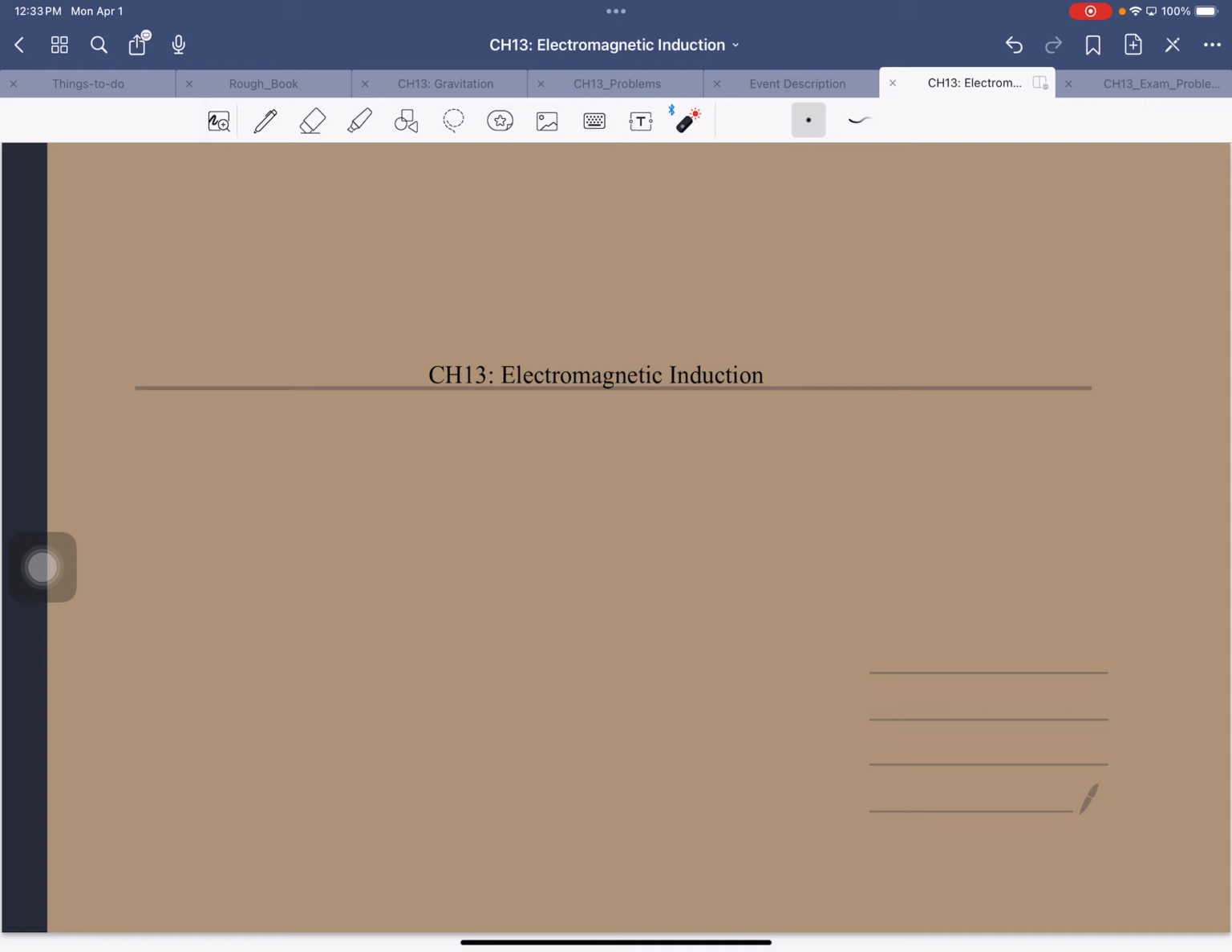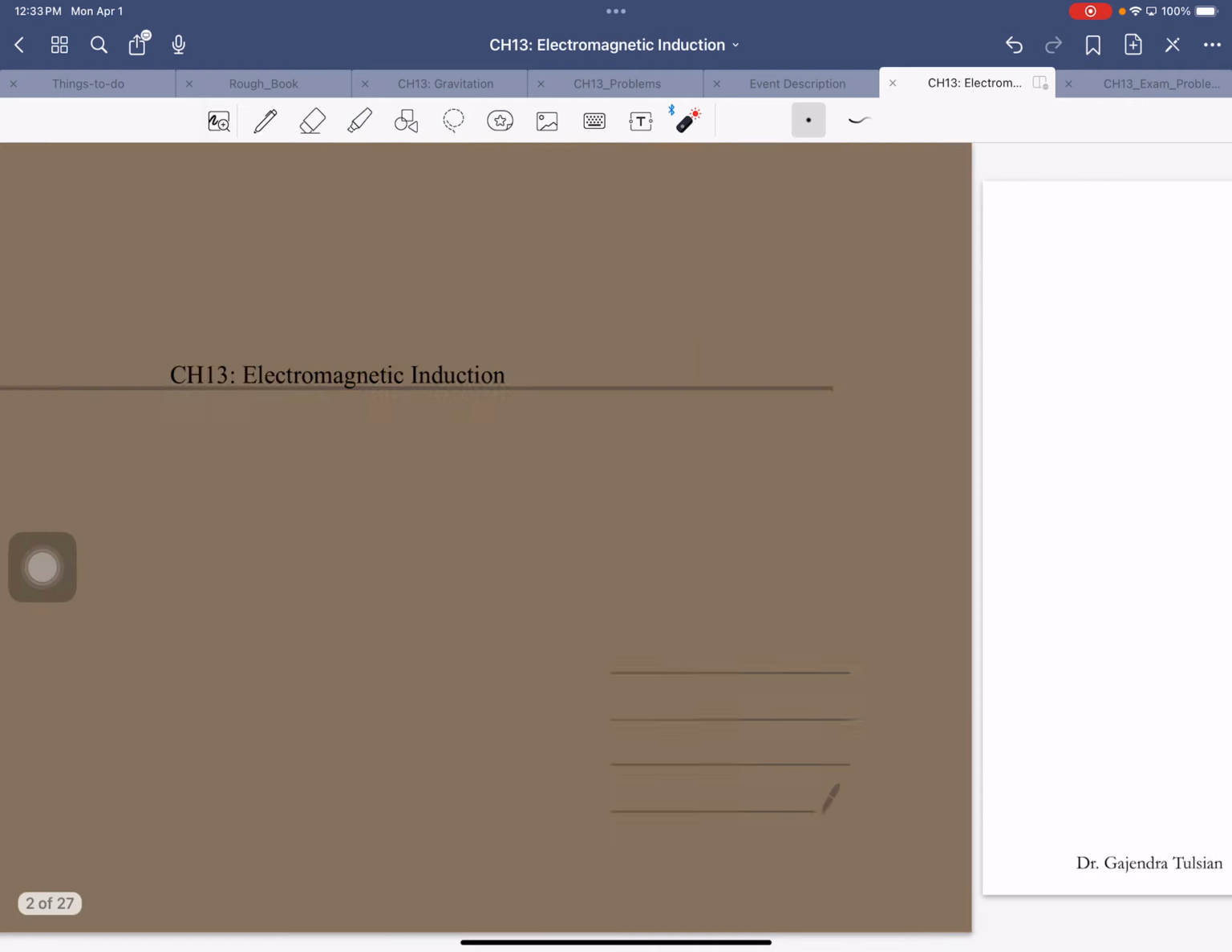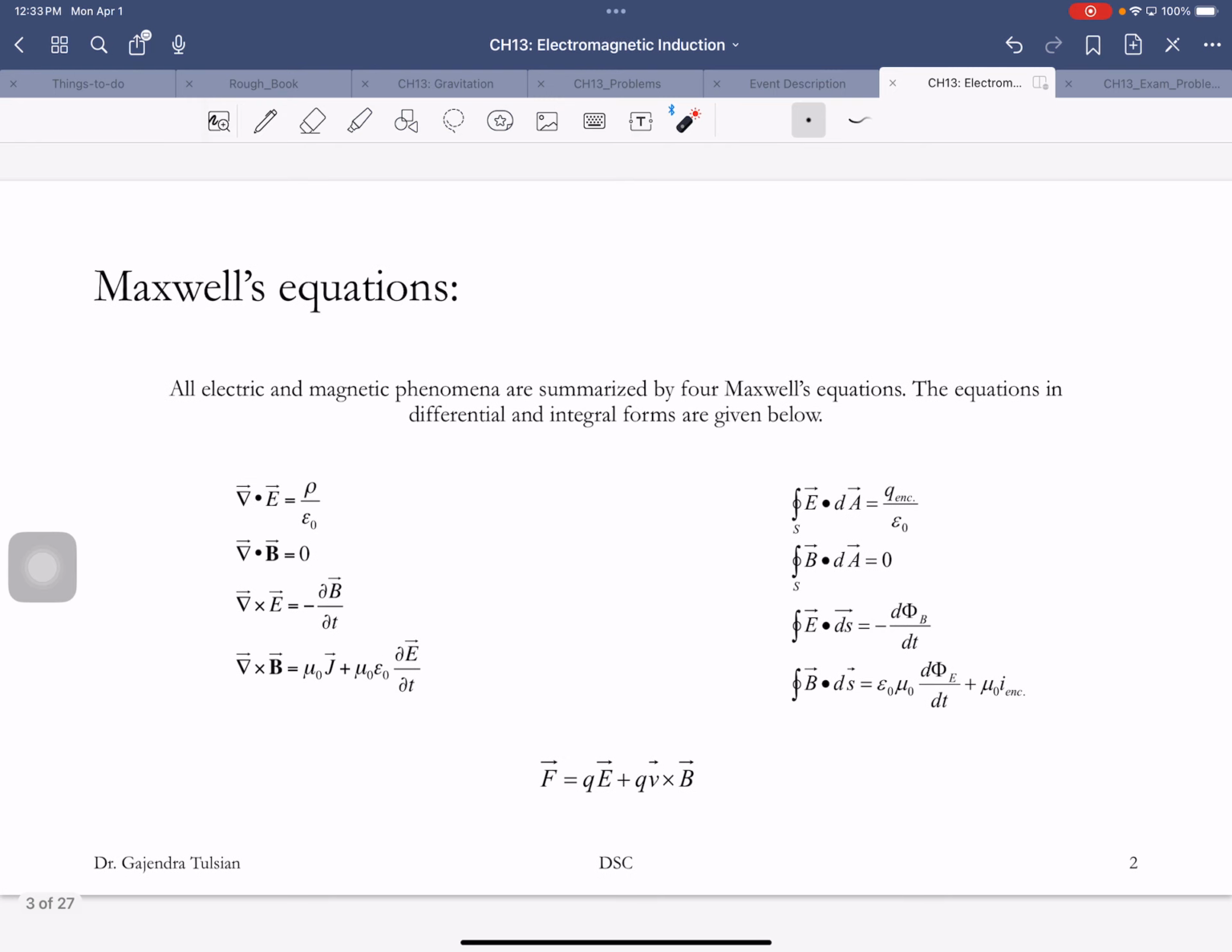So what we are studying is this equation and this equation. Everything we say in this chapter is a result of these two equations. This is called the Lorentz force law, and this is Maxwell's Faraday's law.